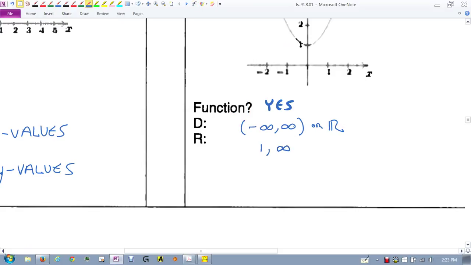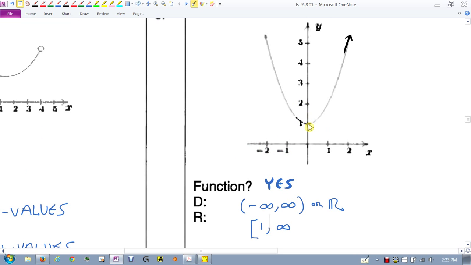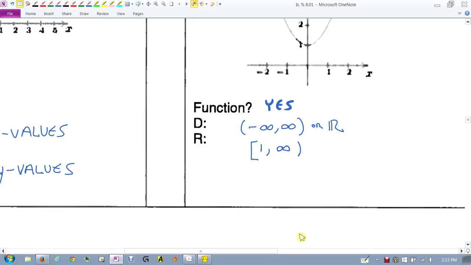Bracket or parenthesis on 1? Bracket. The question is, do you actually achieve 1? Like, is your y value ever 1? Yes, like right at the bottom, right at that one spot, right? There's no hole there. But with infinity, you can never reach infinity. I mean, period. You can never get there. So always parenthesis. Questions?